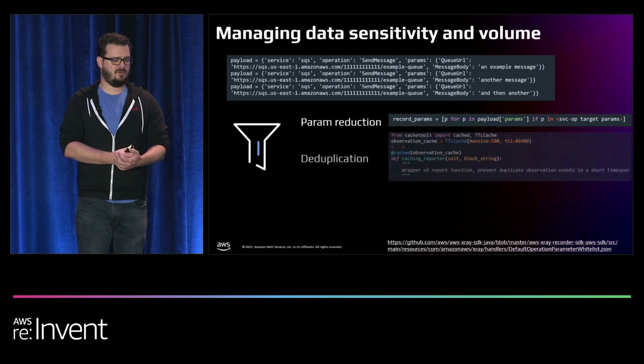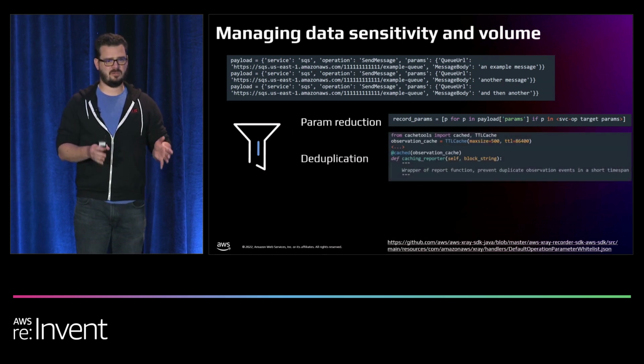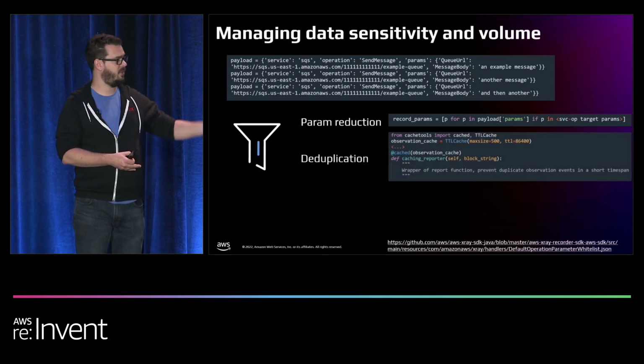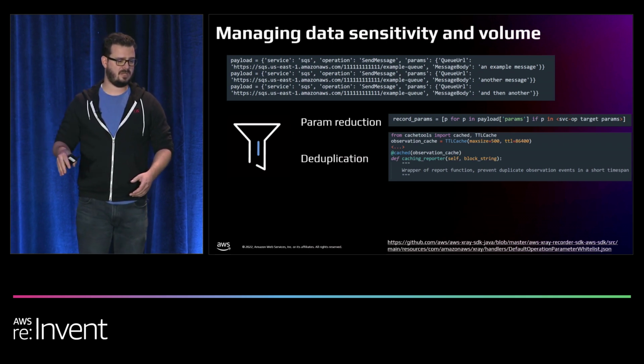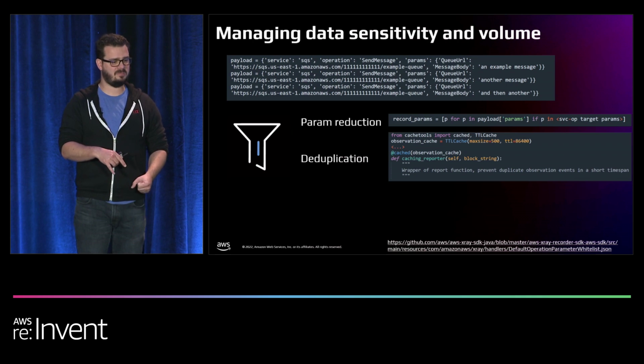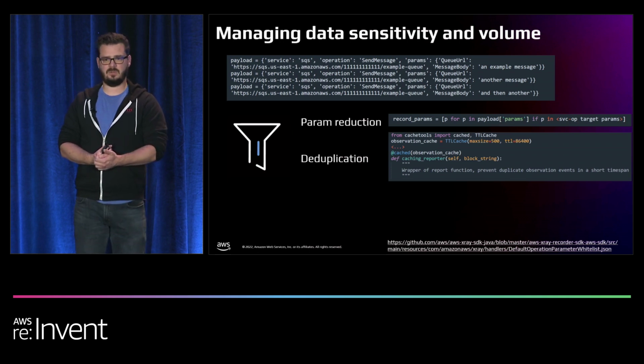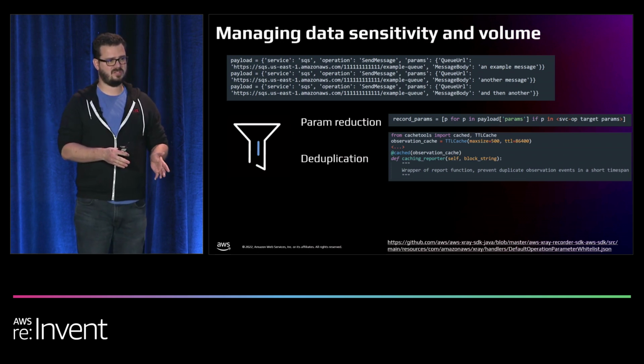After that, we have a smaller number of very uniform messages. For the example here on the screen, we no longer have the message body. The queue URL is the same for all of these send message operations, so they're all byte for byte exactly identical. Using a TTL cache, we can capture which messages we've recorded and only emit new messages that are unique compared to the ones previously seen. This handles a lot of the volumetric problems that we could have run into otherwise.